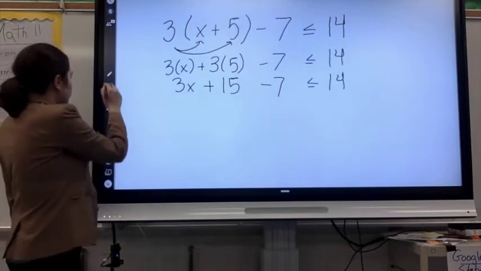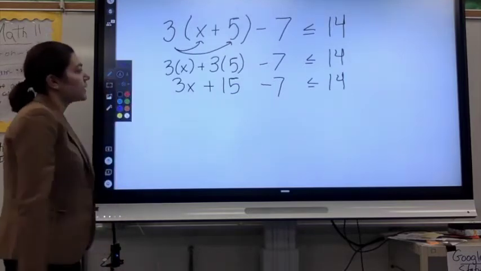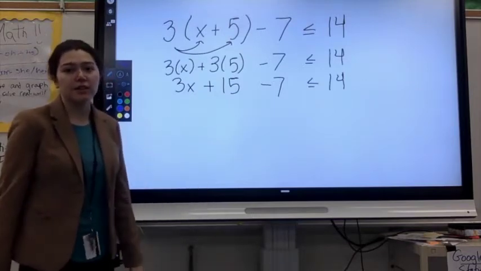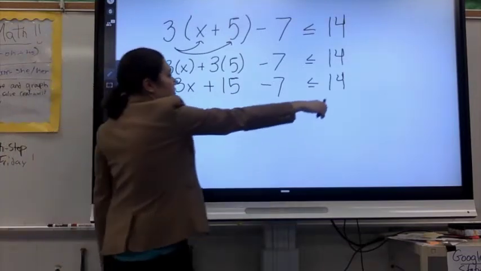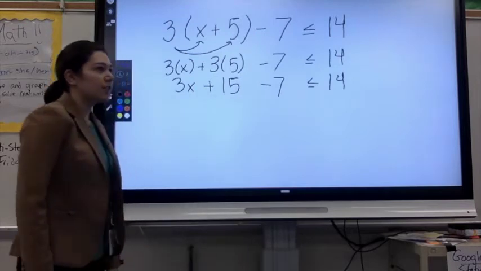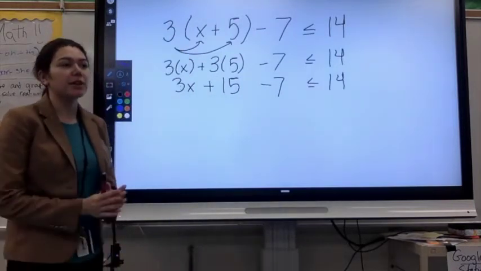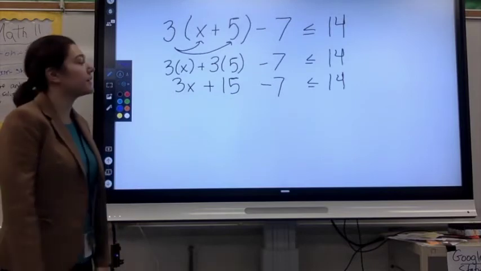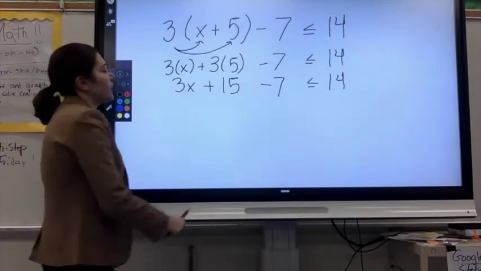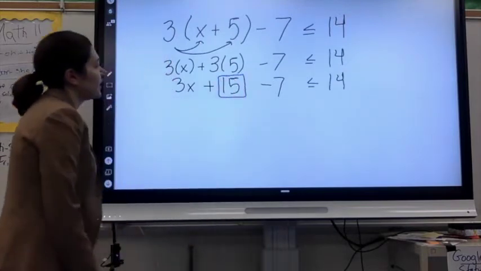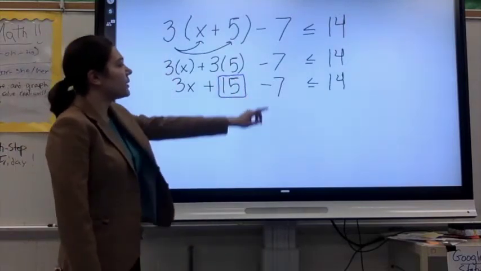Step 2, I'm going to combine my like terms on each side of the inequality. So I don't combine 14 with 15, even though those are like terms, because they're separated by the inequality sign. We can only combine like terms on the same side of the inequality. So I have a 15 here, and then here I have minus 7.